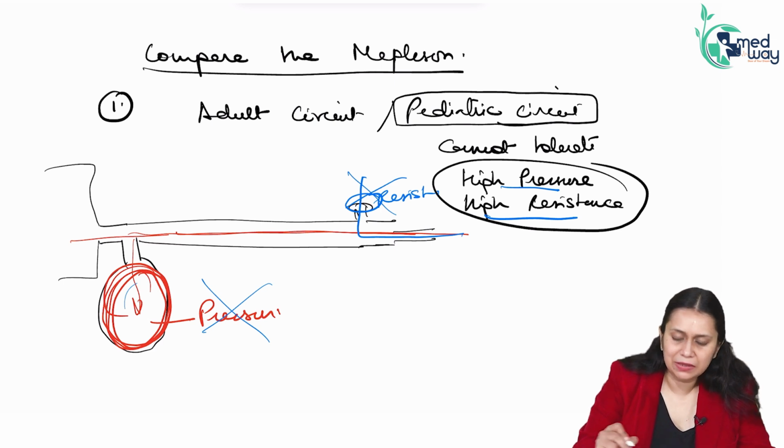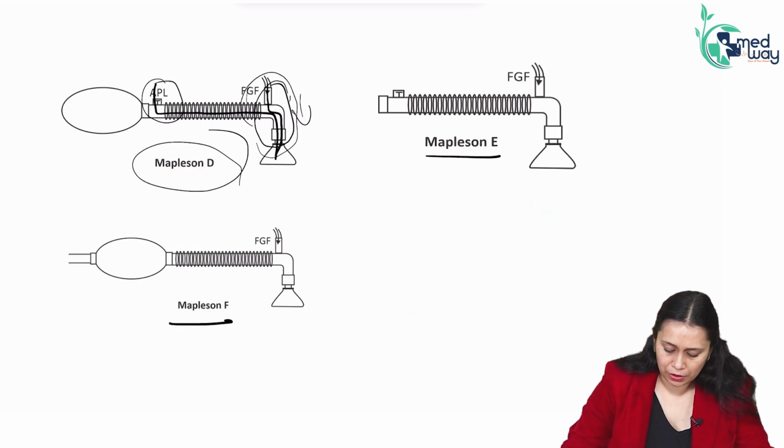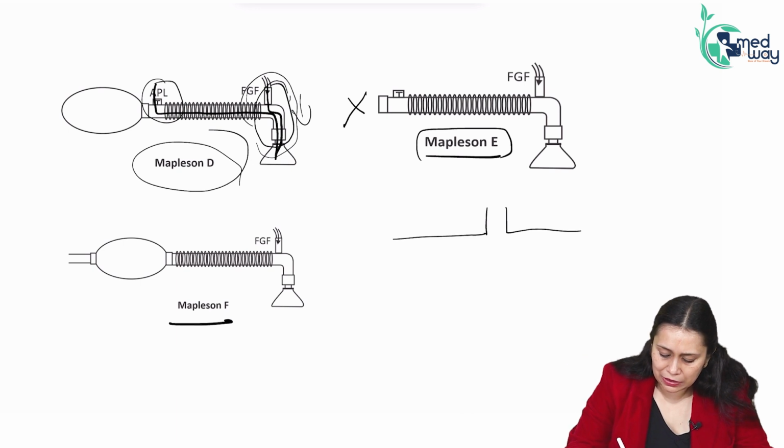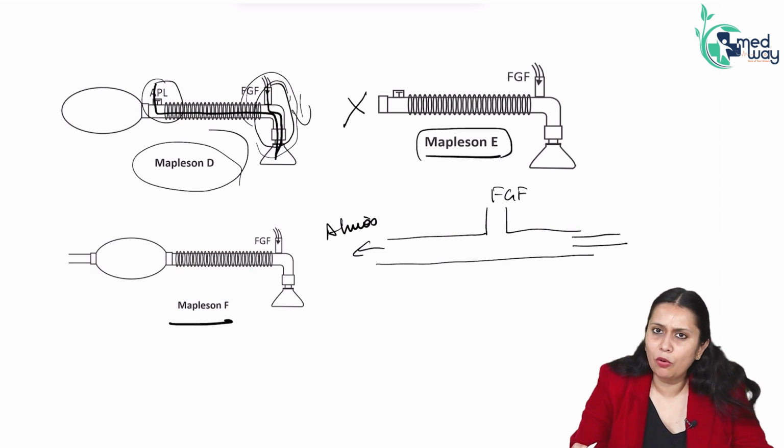And a very simple circuit was designed for pediatric patients. If you see, this is Mapleson E circuit. Neither the bag is there nor the APL valve is there. Okay. So this is just an inverted T-shape circuit. This was fresh gas flow inlet. This is my patient end and this end is open to atmosphere. This circuit has no bag, no valve. So there was nothing to offer any resistance or any pressure. So this was the first pediatric circuit, E.